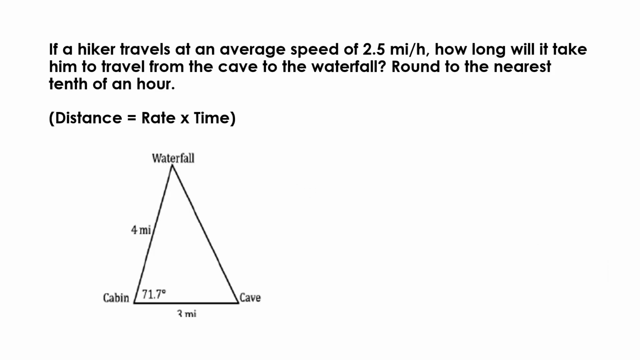Okay. Let's proceed with number 3. Given there, if a hiker travels an average of 2.5 miles per hour, how long will it take? How long? So, it's talking about time. Take him to travel from the cave to the waterfalls, to the nearest tenth of an hour. So, actually, you cannot use this one. What you need is a formula for time.